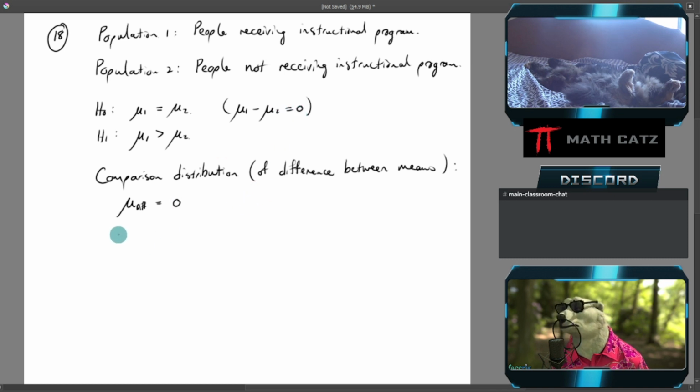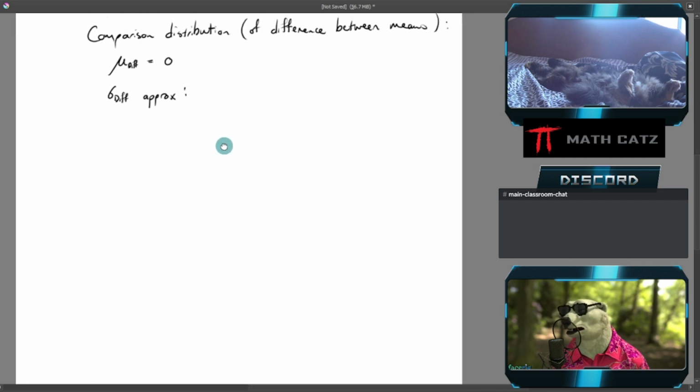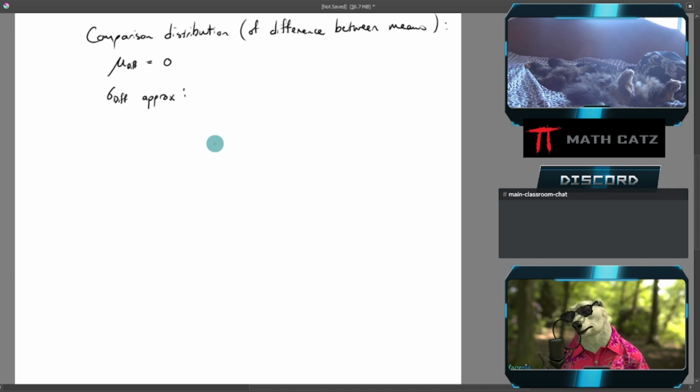However, if I'm trying to approximate the standard deviation of this, sorry, my P's do not look good today. Let me just restart that whole word. Approximation of the standard deviation for this distribution, that is where the complexity in the calculation comes in, where I have to think about what we're doing here. So let's just scroll up here a little bit to give ourselves some space.